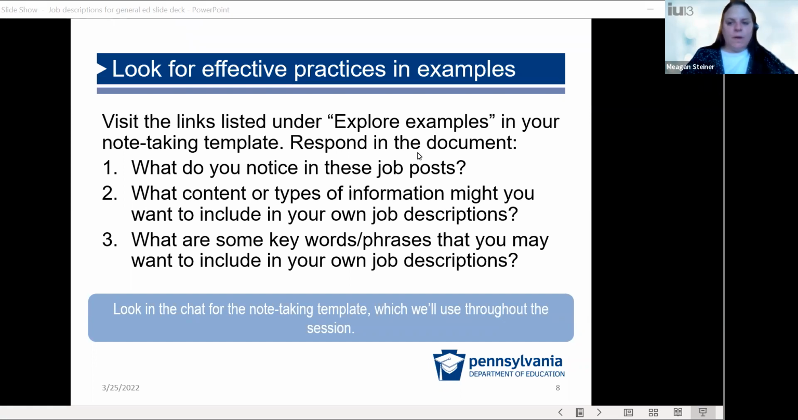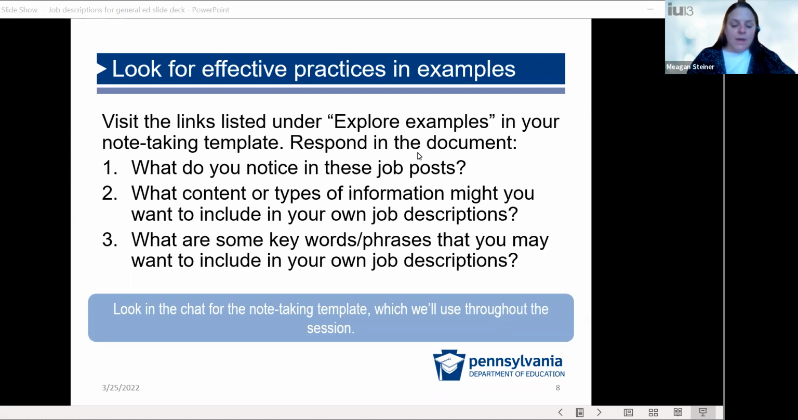But respond in that template, make sure you've saved it to your own computer or your own drive, and take notes in response to these questions: What do you notice in these job posts? What content or types of information might you want to include in your own job descriptions? What are some keywords or phrases that you see that you may want to include in your own job descriptions? What else does that bring to mind?